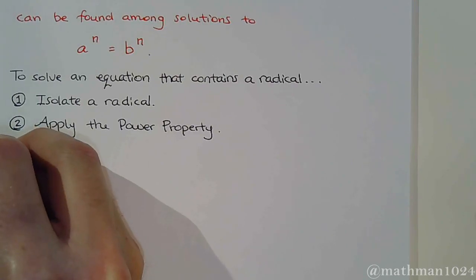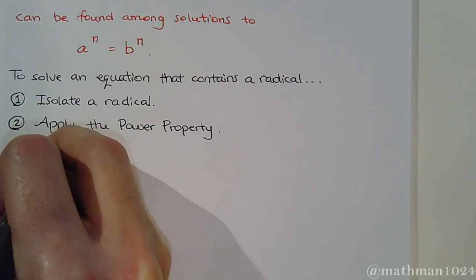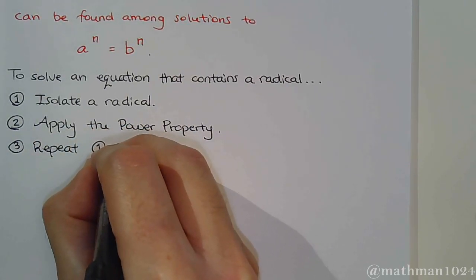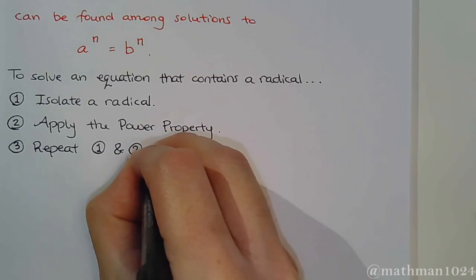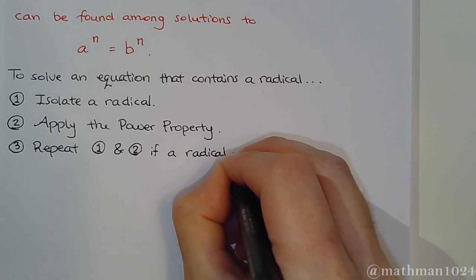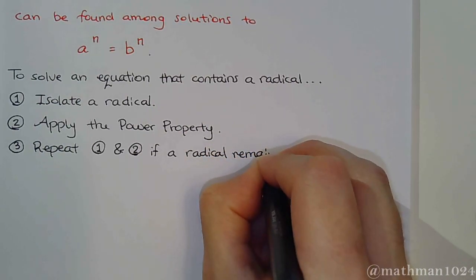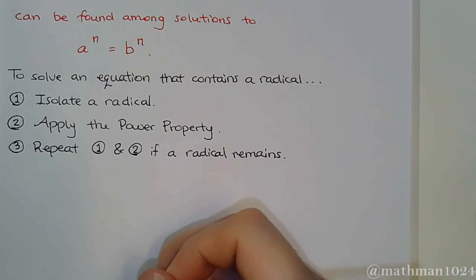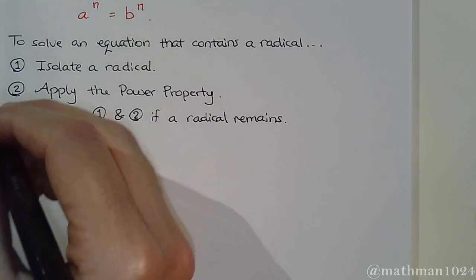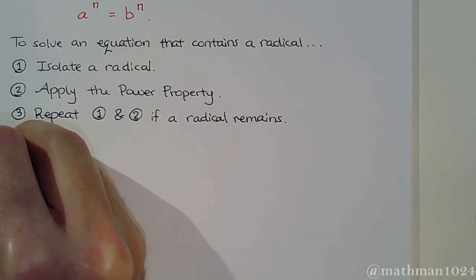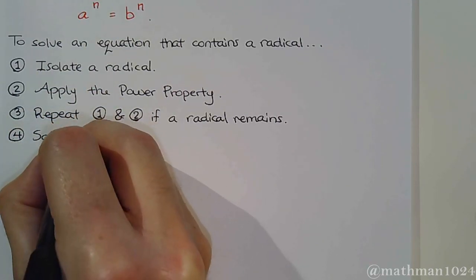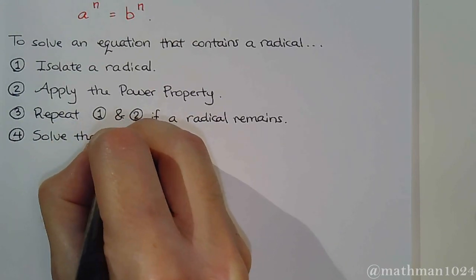After you apply the power property, you then repeat steps 1 and 2 if a radical remains. Now, this shouldn't be a problem if you only have one radical to begin with, but if you have multiple radicals, a lot of times you have to go back through and redo this process. Step 4 is to solve the resulting equation.